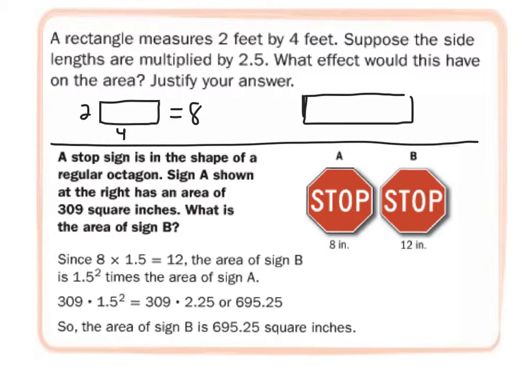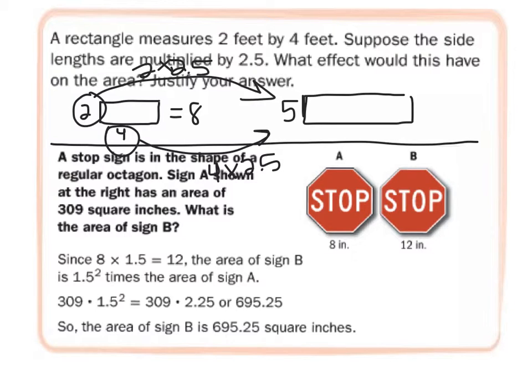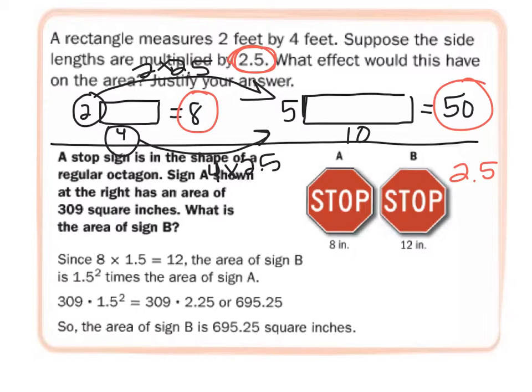Okay, so I need to take 2 times 2.5 to get my new length here. 2 times 2.5, and that's going to give me 5. And then I need to do 4 times 2.5 as well. So I'm going to do 4 times 2.5, and that's going to give me 10. Okay, so my new area is 5 times 10, which is 50. Well, how do I get from 8 to 50? Okay, you need to know what's going on with this 8 and what's going on with this 50. You have to explain that. Well, what we did is we took that times 2.5 and we need to square it. So 2.5 times 2.5 is going to get us 6.25.